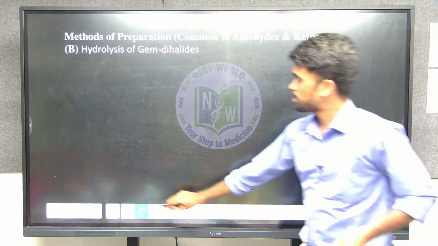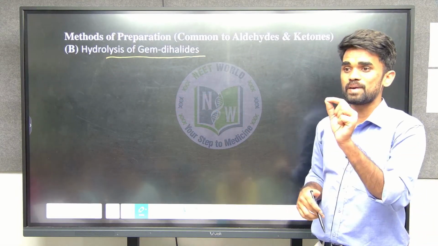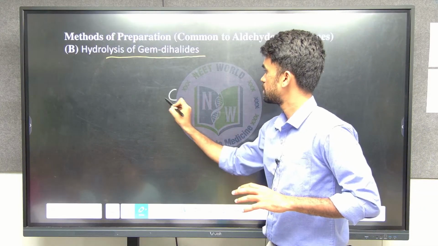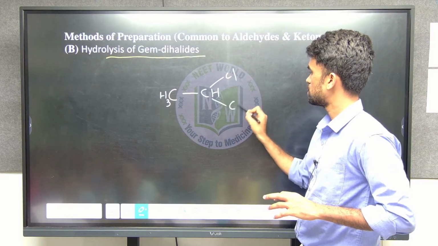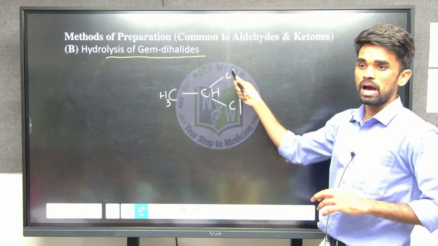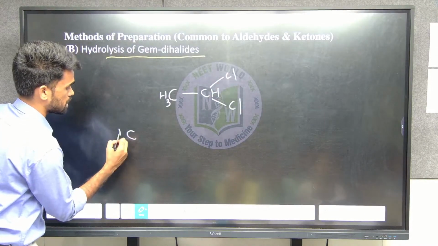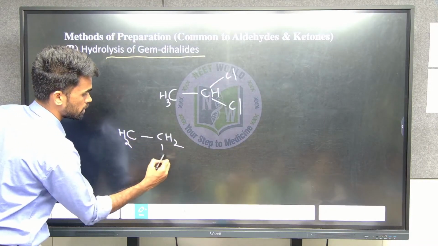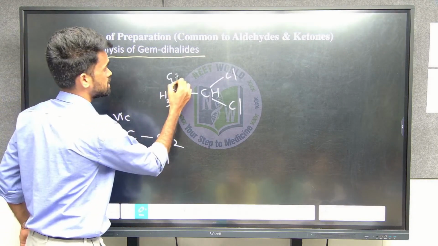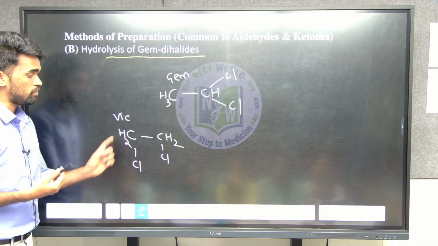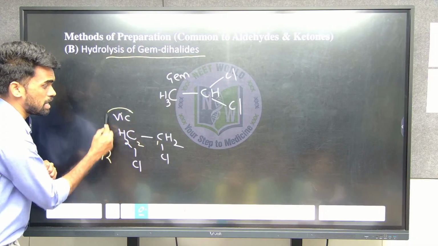Okay. So the second preparation method is hydrolysis of gem dihalides. Gem means what? On the same carbon, two halogens. For example, CH3CHCl2. If two halogen atoms are on the same carbon, what should you call it? Geminal. If they are on adjacent carbons, like CH2Cl-CH2Cl, one chlorine here and the other here, you should call it vicinal. Here it is geminal or gem. Okay, 1,2 means what? If two halides are at the 1,2 positions, they are vicinal dihalides.